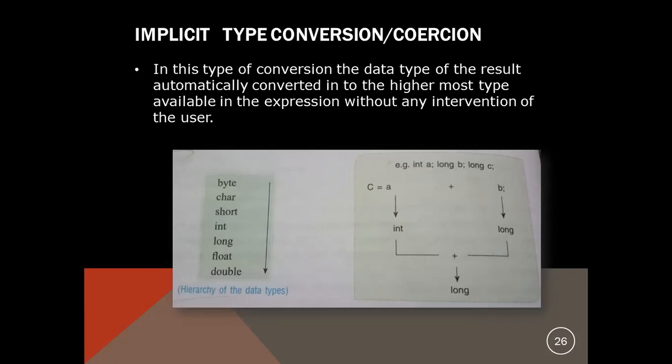Again, I am repeating, look at the example given: c = a + b. Here a is of integer data type and b is of long data type. Now from the hierarchy given, it is clear that long is bigger than int, or long has a higher value as compared to int. So the data type of the variable c will automatically be long. Here, without any intervention of the user, Java by itself converts the data type, or takes the data type of the highermost type, and such type of conversion is known as implicit type conversion or coercion.